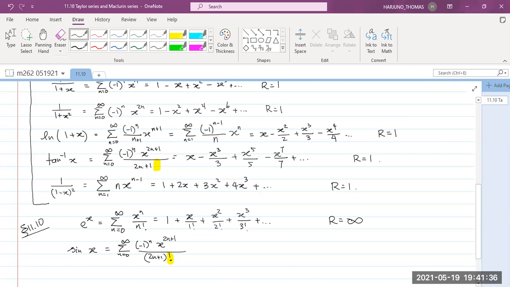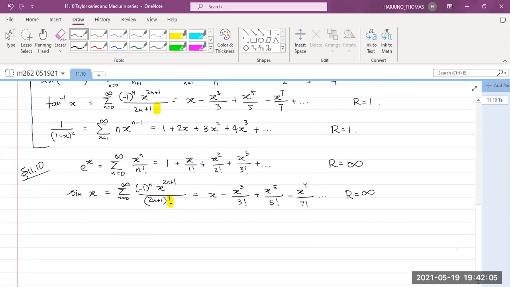Now the expansion will be, when n equals 0, that is x, minus x cubed over 3 factorial, plus x to the 5th over 5 factorial, minus x to the 7th over 7 factorial, and on. The radius of convergence is infinity.